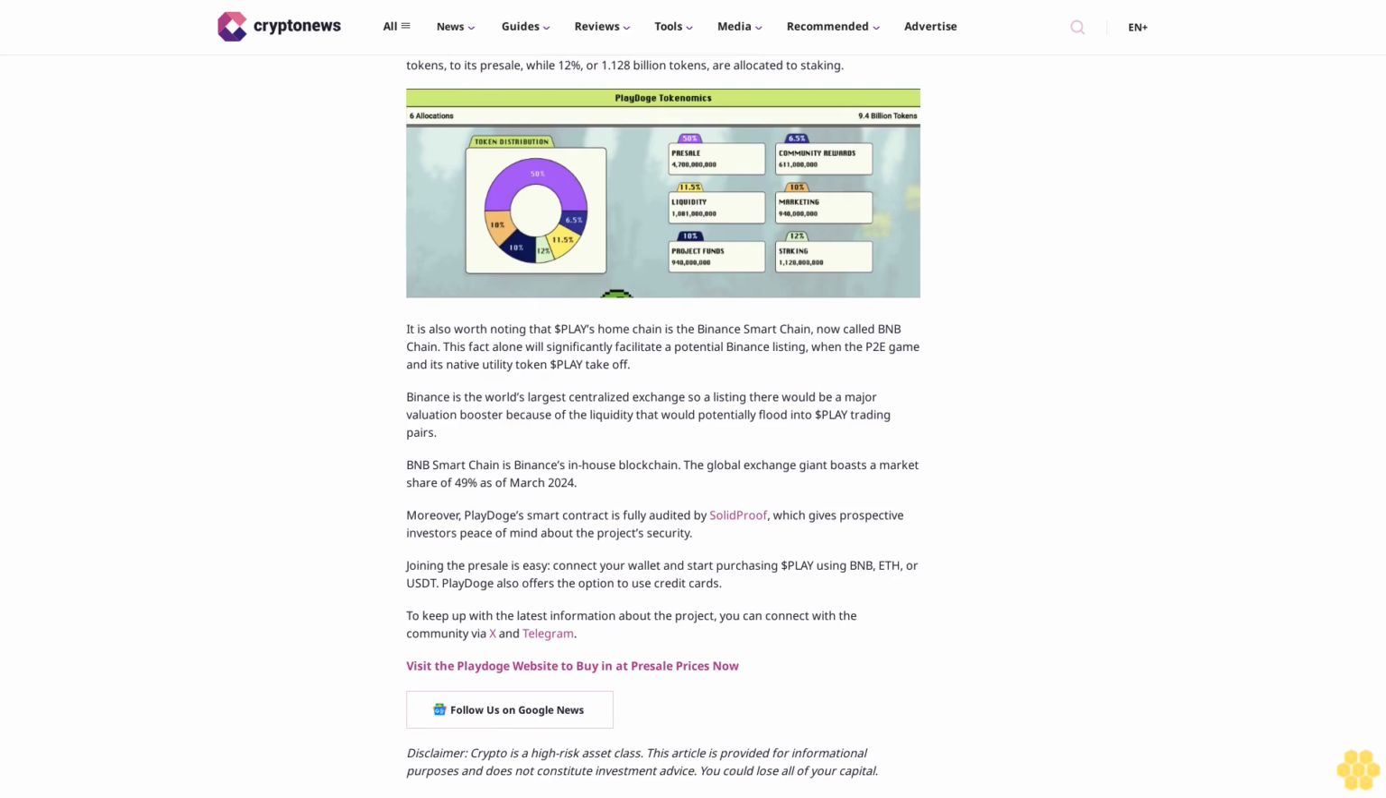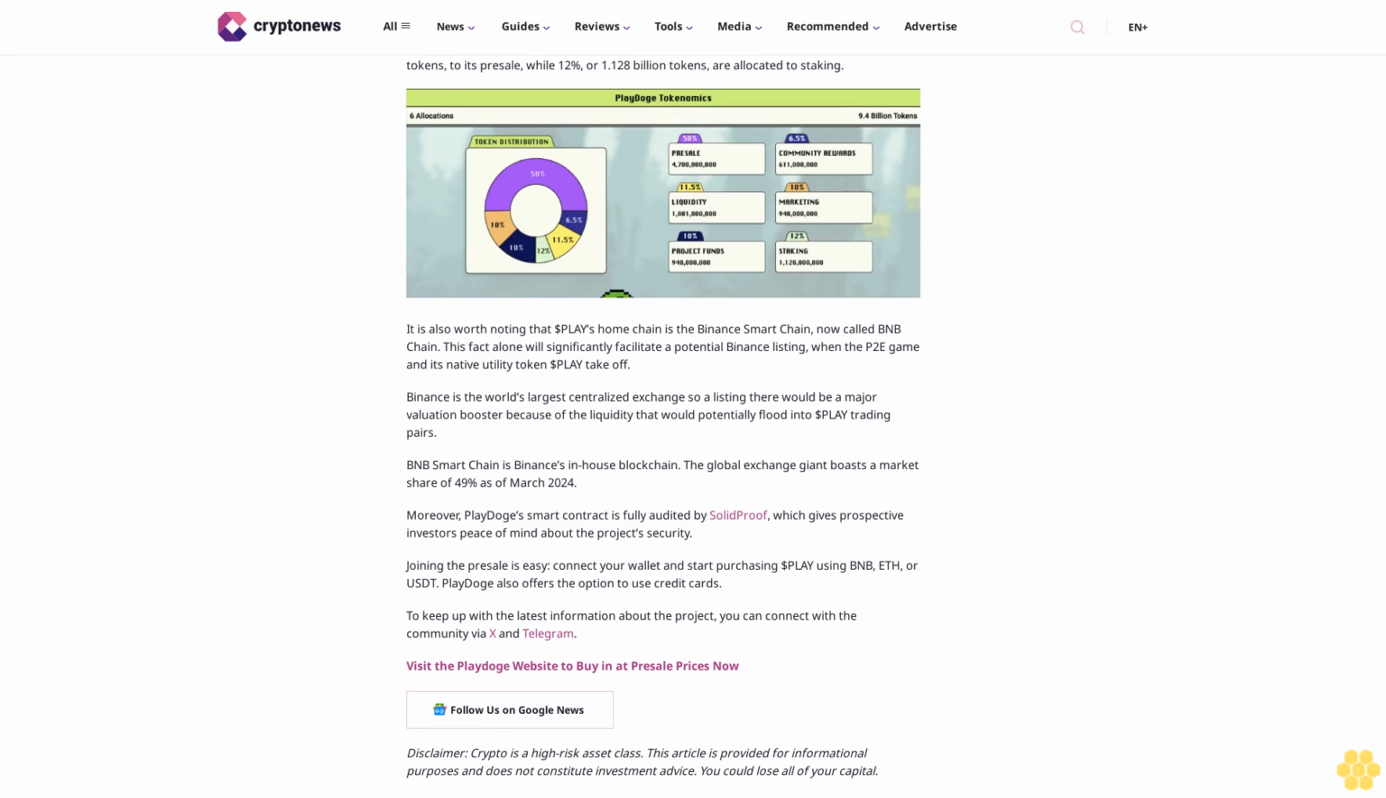It is also worth noting that $PLAY's home chain is the Binance Smart Chain, now called BNB Chain. This fact alone will significantly facilitate a potential Binance listing when the P2E game and its native utility token $PLAY take off. Binance is the world's largest centralized exchange, so a listing there would be a major valuation booster because of the liquidity that would potentially flood into $PLAY trading pairs. BNB Smart Chain is Binance's in-house blockchain. The global exchange giant boasts a market share of 49% as of March 2024.